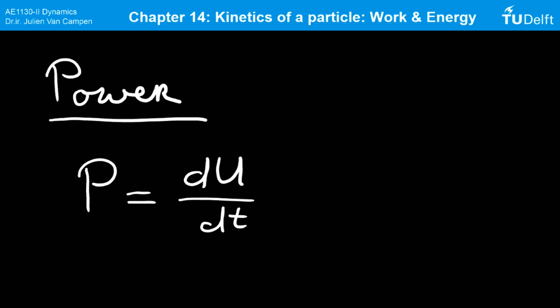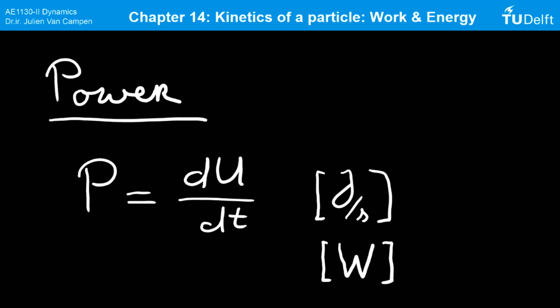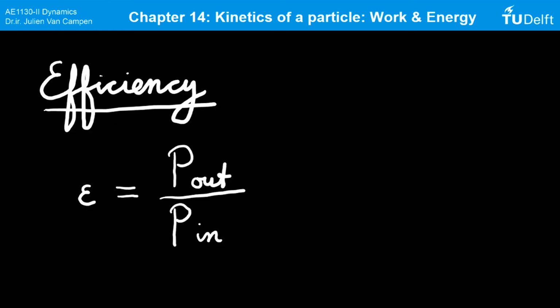Now that we have established the principle of work and energy and the conservation of energy, there is one other concept that I would like to introduce briefly, namely power. Power is the time rate of doing work. Its unit is joule per second, which is also known as watt. Power can be used to express the efficiency of a mechanical system. With that I mean the ratio between the power put into the system and the power that comes out of the system. In an equation we can write epsilon equals power out divided by power in. Because in real life systems we always have power losses, the efficiency is always smaller than 1.